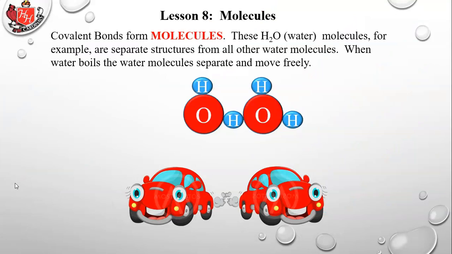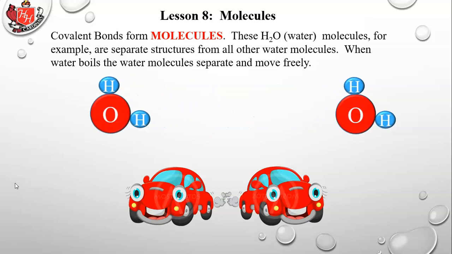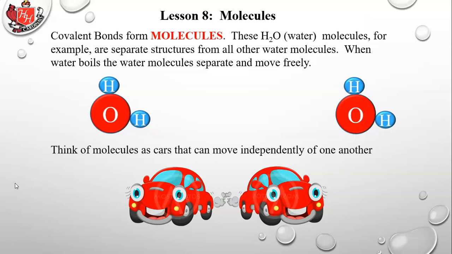Covalent bonds form molecules. These water molecules, for example, are separate structures from all other water molecules. When water boils, the water molecules separate and move freely. So when you boil water, what you're seeing when you see steam coming up is water molecules that have broken away from the liquid that's down in the pan, and they now can fly off separately, independently from each other. So like that, the 2 water molecules can actually form independent structures that move apart. Think of molecules as cars that can move independently of one another.